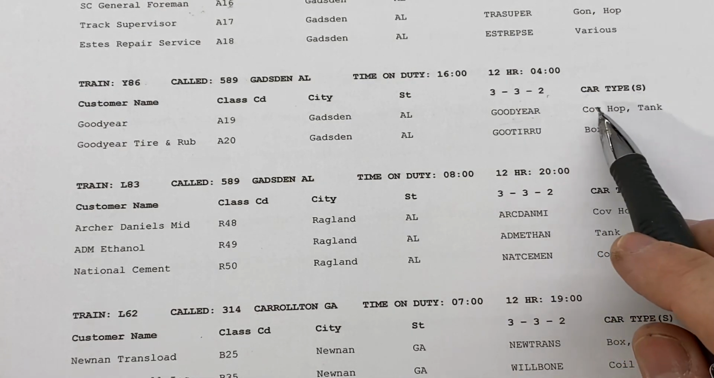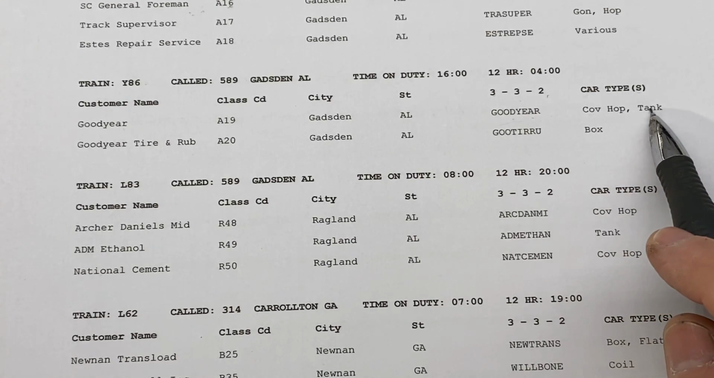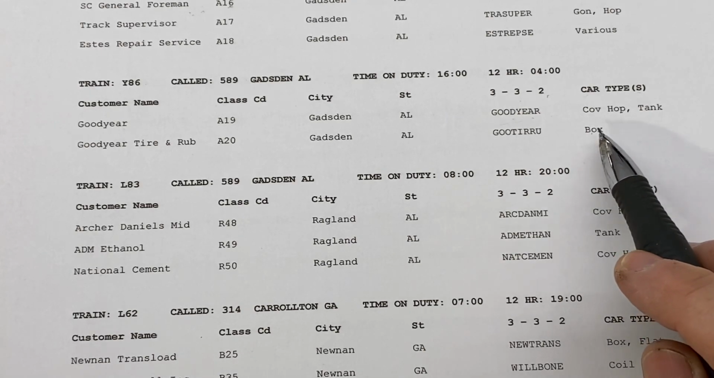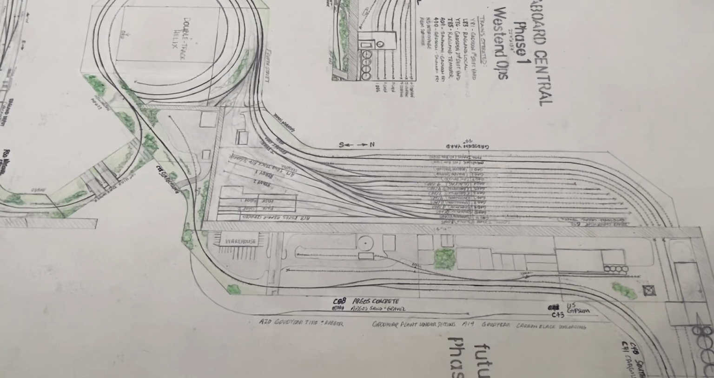The car types they generally receive, you've got the carbon black covered hoppers, along with plastic pellet covered hoppers and tank cars, and then this Goodyear tire and rubber receives box cars. So you might be thinking, where is the Goodyear tire plant? I didn't see it on the original track plan, and let me show you how I'm going to fit that in.